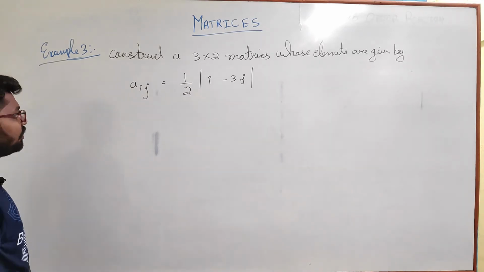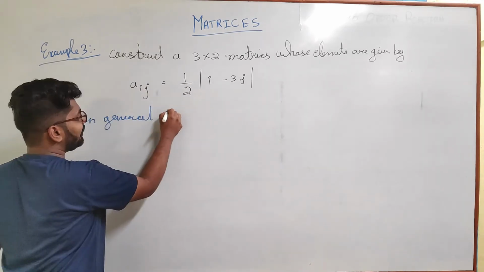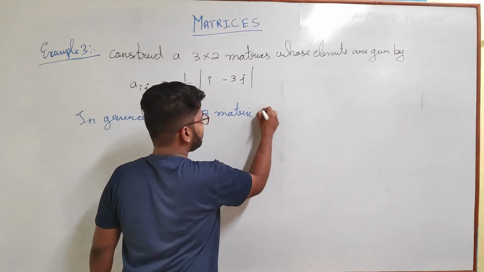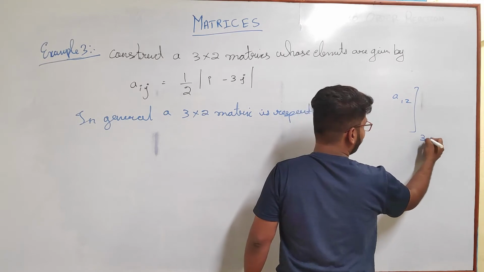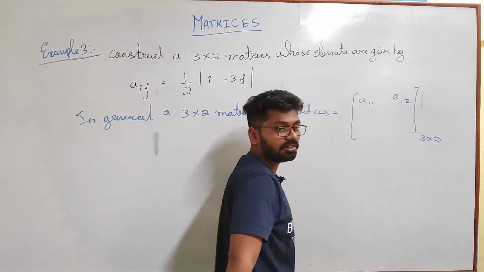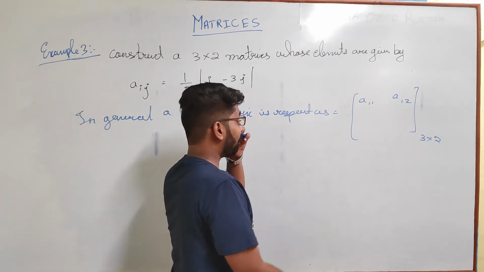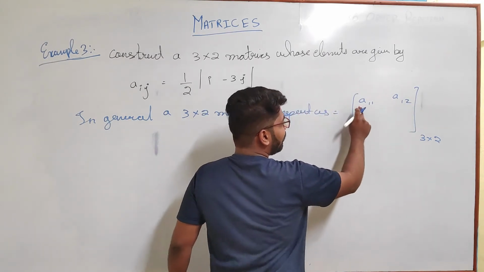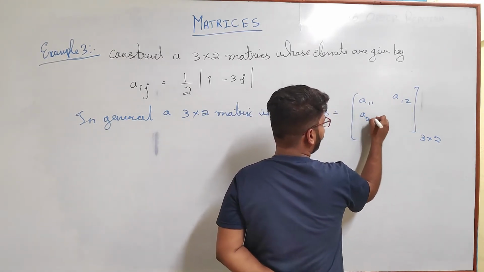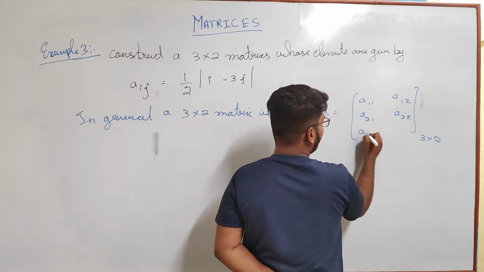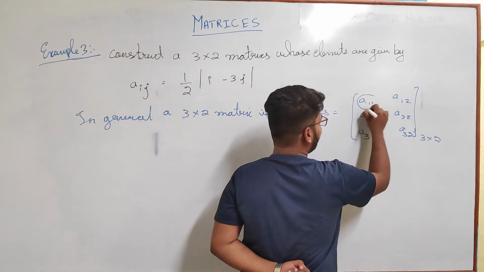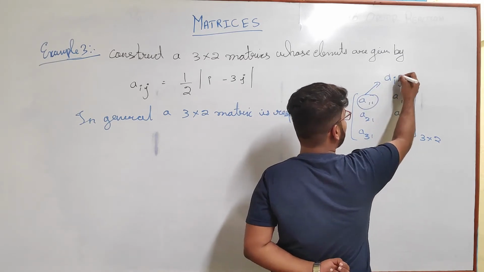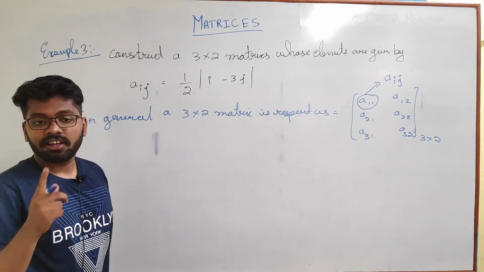So what are you going to do? In general, a 3 by 2 matrix is represented as A11, A12. 3 by 2 means what? 3 rows, 2 columns. So therefore I have only 2 columns: A11, A12, A21, A22, A31, A32. What is this element represented as? Aij. Every element is of the form Aij.